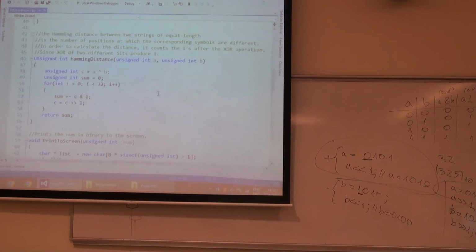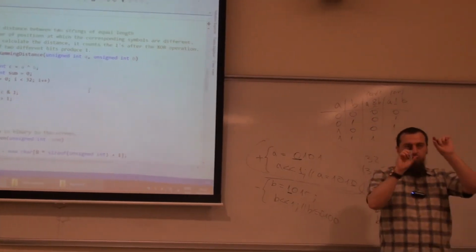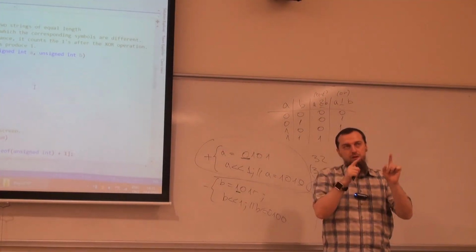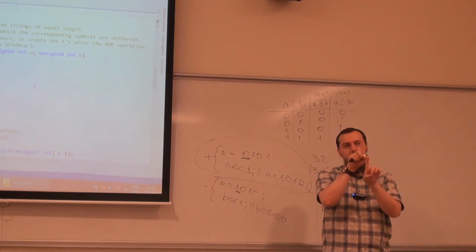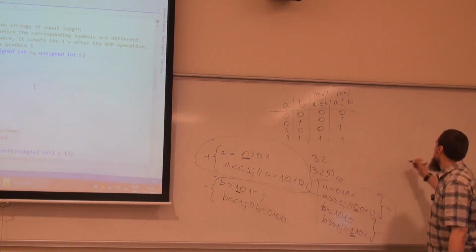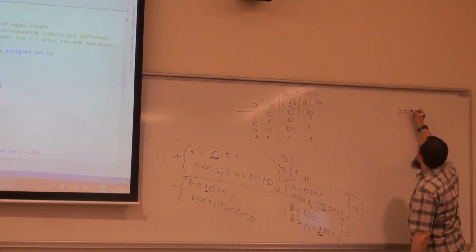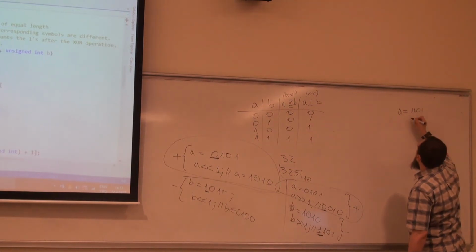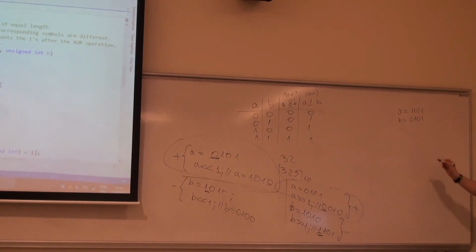HammingDistance. What is that? Do you know about that? Let me tell you what HammingDistance is. If we have 2 strings of bits, A and B, we find the number of different bits in corresponding places. For instance, let's say A is equal to 1101, and let's say that B is equal to 0101. HammingDistance is the number of different bits in corresponding places.